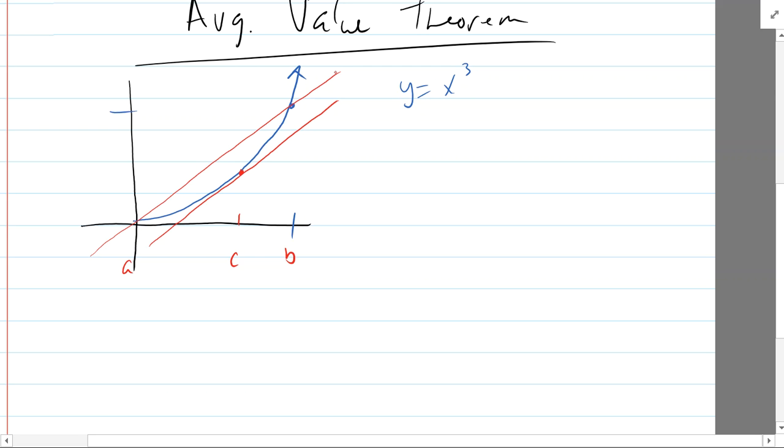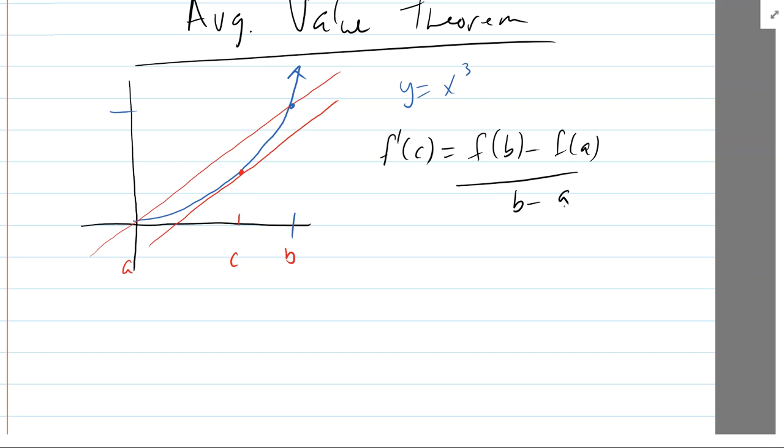How did we write that before? Remember when we did this, right? The secant has the same slope as the tangent line. That means the slope of the tangent line, which is f prime at C, has got to equal the slope of the secant, which is f of b minus f of a all over b minus a. Remember that? Everybody remember?